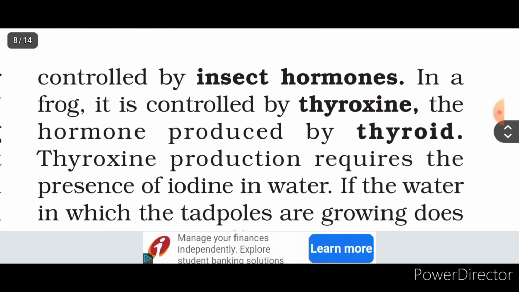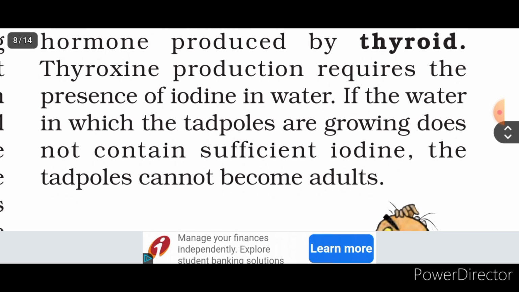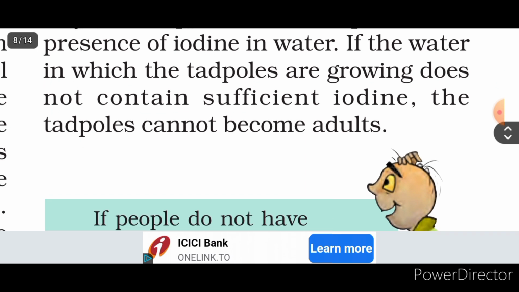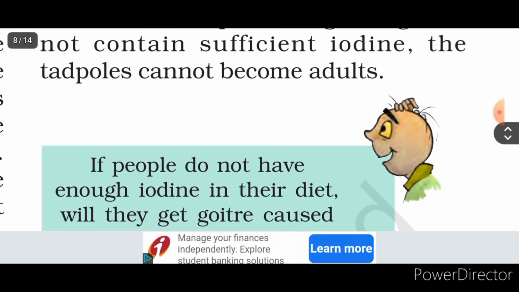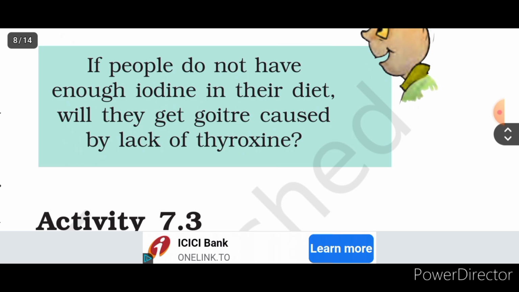controlled by insect hormones. In a frog, it is controlled by thyroxine, the hormone produced by the thyroid. Thyroxine production requires the presence of iodine in water. If the water in which the tadpoles are growing does not contain sufficient iodine, the tadpoles cannot become adults.